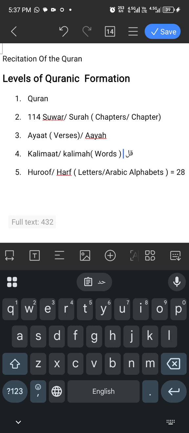Levels of Quranic architecture. So Quran is the topmost of the pyramid, the suwar at the second level, ayat the next level, kalimat the second to the bottom, and huruf the last at the bottom. And if you also want to learn how to read, you should start from the bottom level and go up.